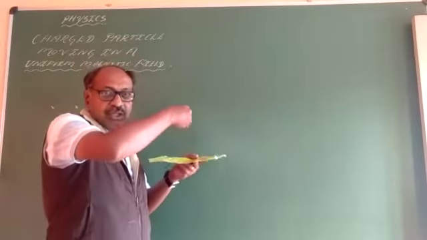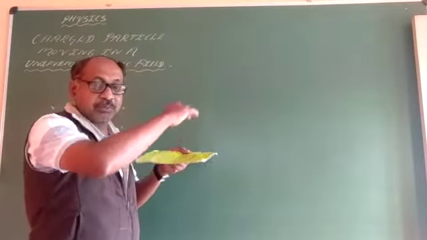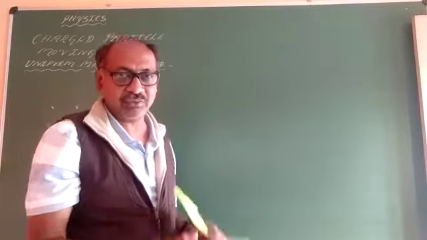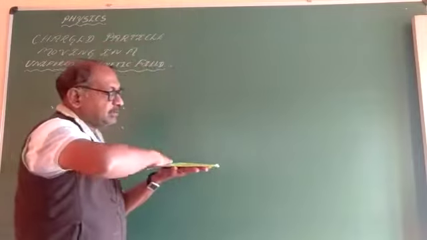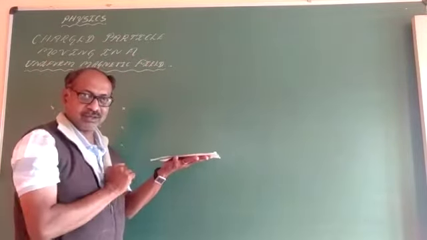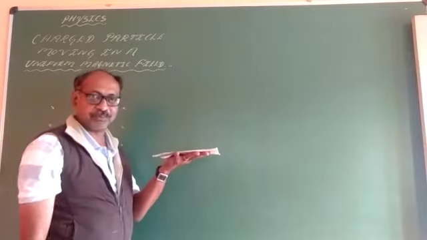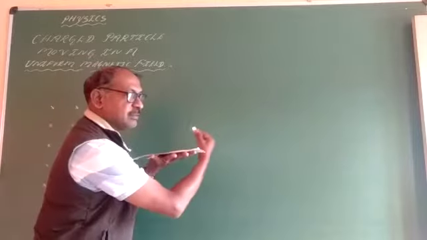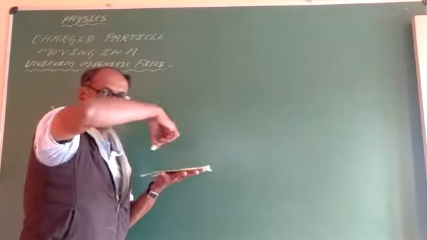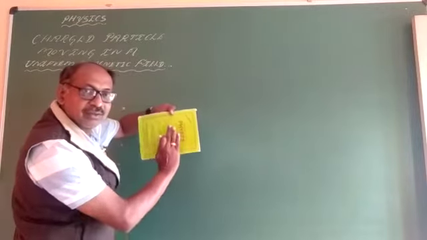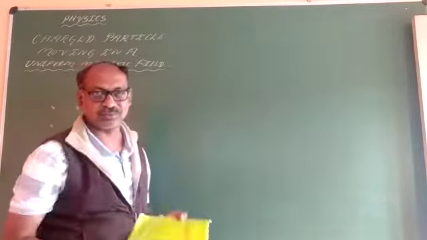This velocity of the charged particle is once again perpendicular to the magnetic field, that is the uniform magnetic field. So this is the plane of paper, and the magnetic field is perpendicular to the plane of the paper. When a charged particle is introduced like this, its velocity is in this manner, and it is rotating in this manner. Its velocity is perpendicular to the magnetic field.